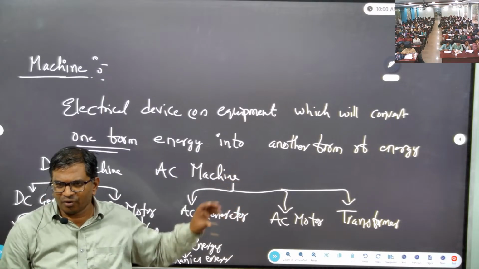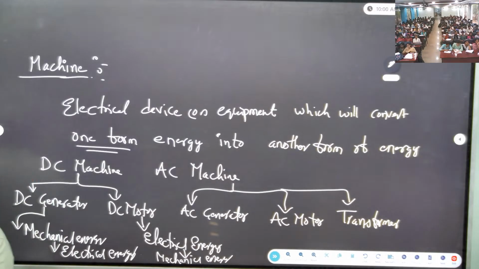The AC machines are induction motor, alternator, and transformer. So this ceiling fan you can say is an induction motor. Why do we say induction motor instead of AC motor? Because there is a principle of induction. So these are the main topics.